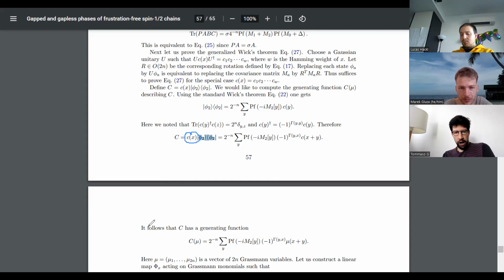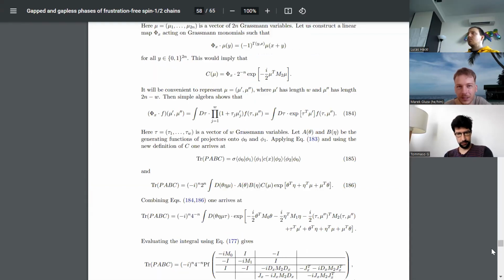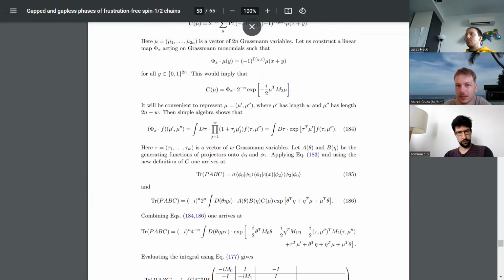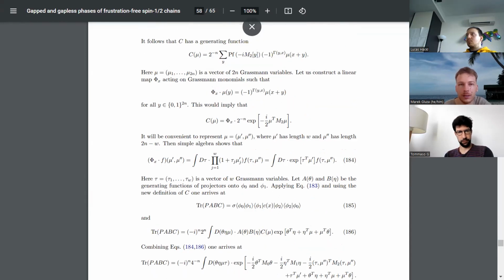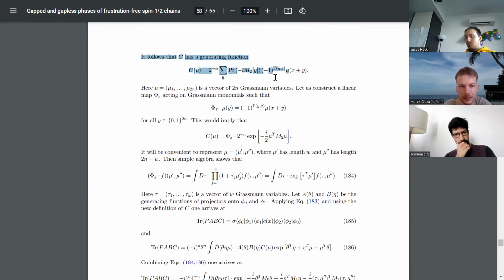Okay, so it follows that C has the generating function by definition, and using the computations that were maybe not spelled out here, that's what's happening here. And now because of this, things are a little bit more complicated. So we will get more complicated generating functions, but we are almost there. So too much scrolling. Wait. Okay. So it follows that it has this.